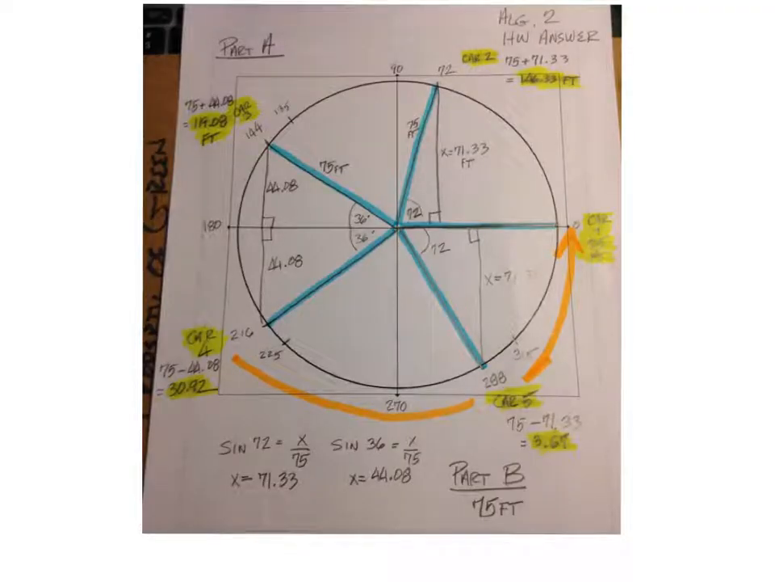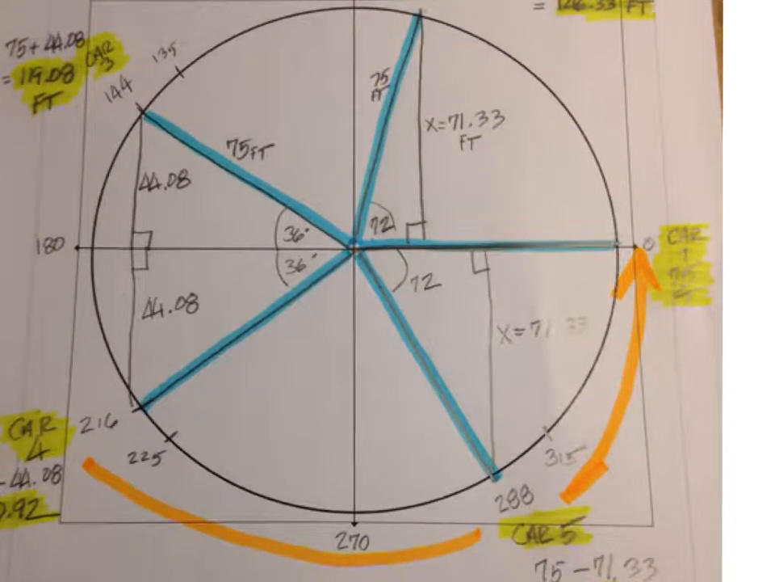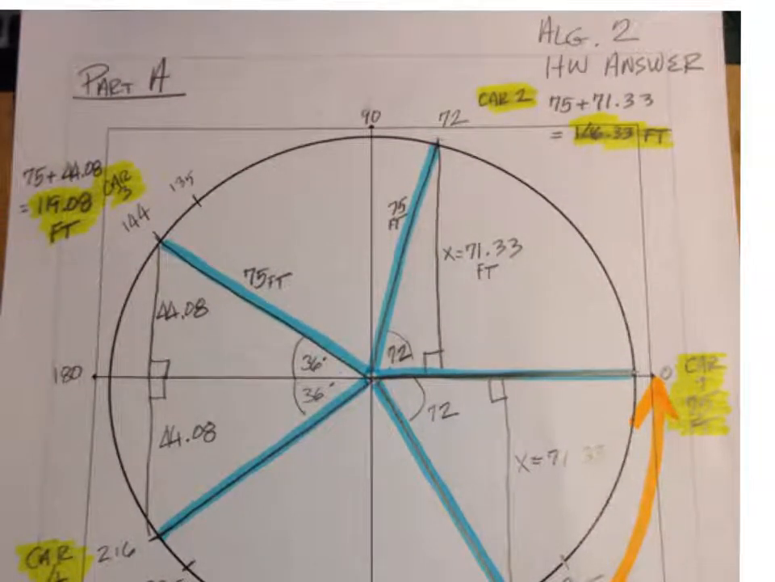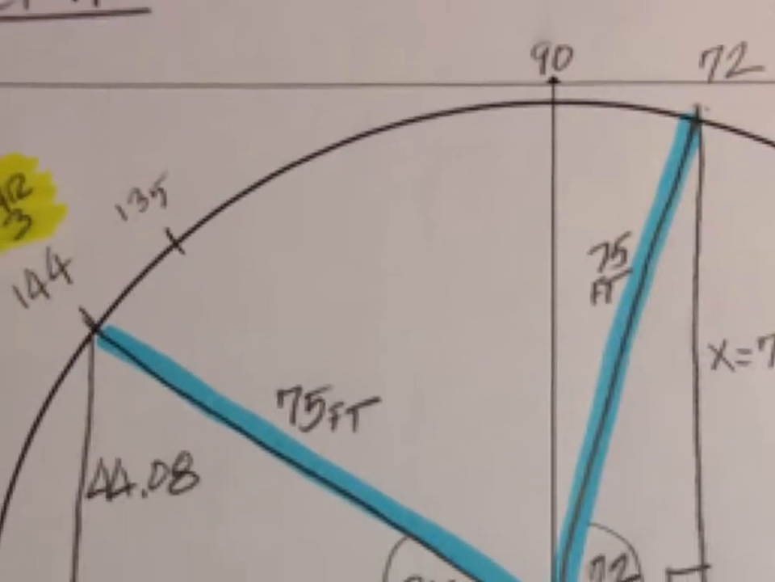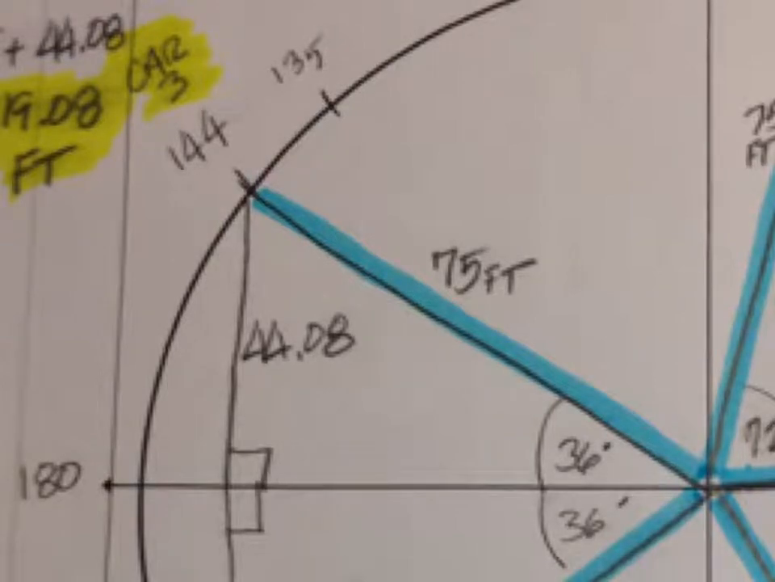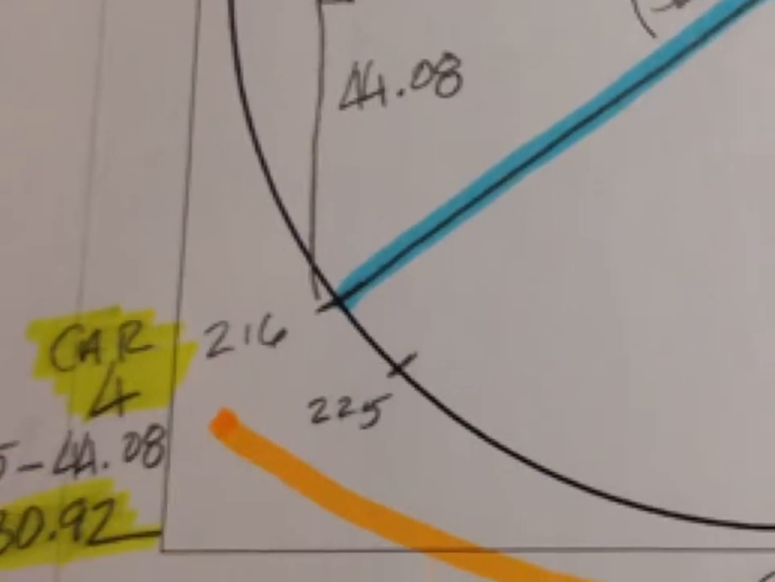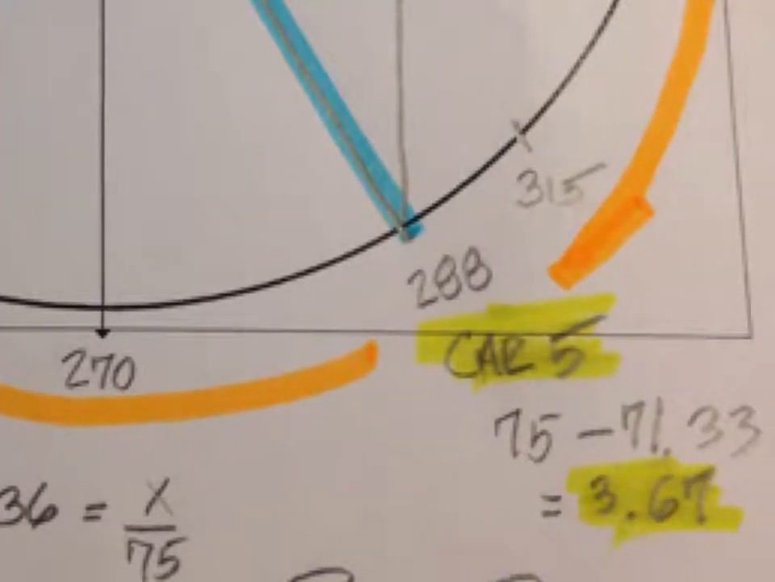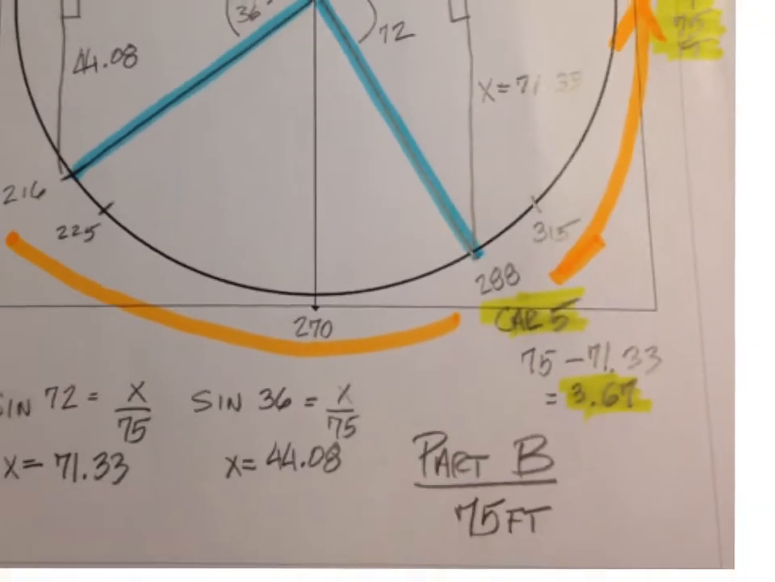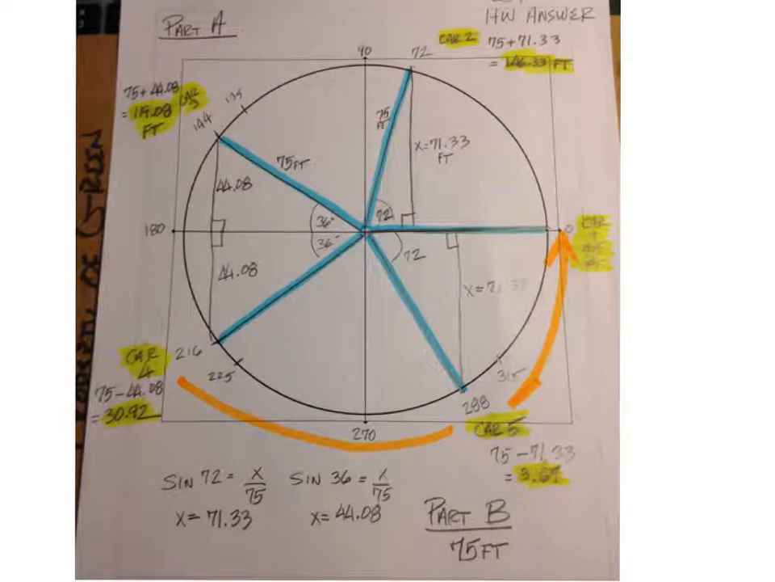Homework answers. Here is my circular graph drawn out. Notice that car 1 is at 0 degrees, car 2 is at 72 degrees, car 3 is 144 degrees, car 4 is 216, and car 5 is 288 degrees. Okay, then we had to find the height of each one.